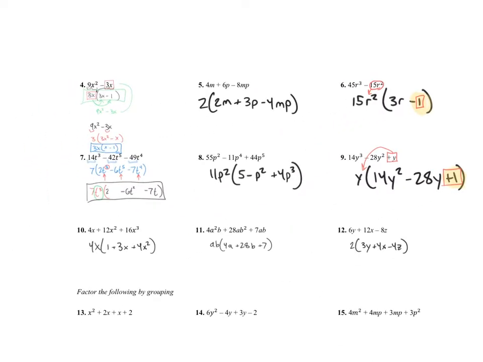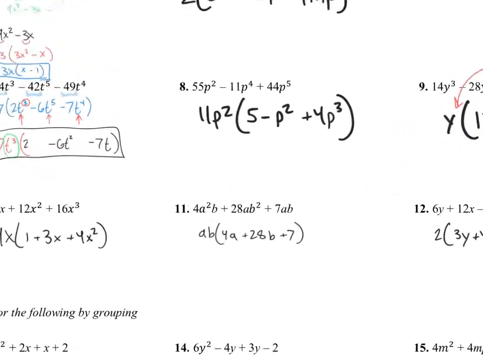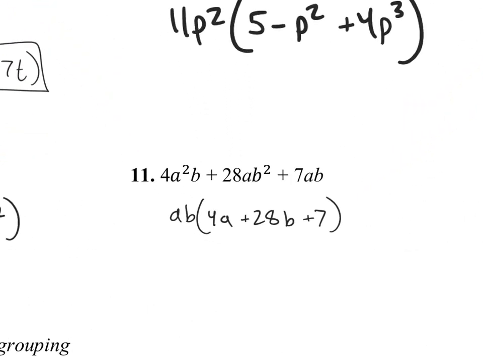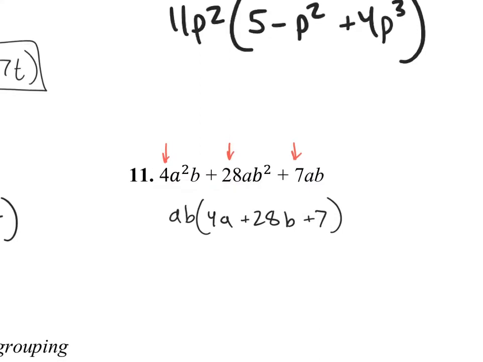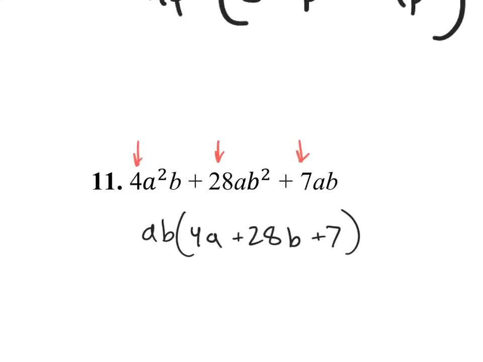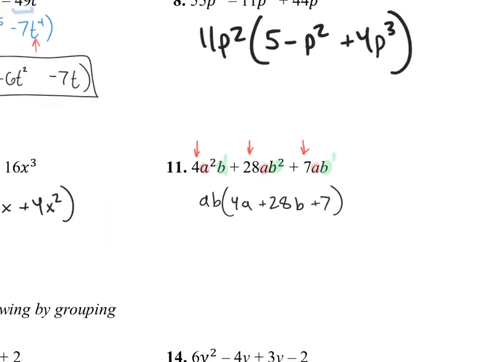Number 11 may have been tricky for you. There was no GCF of a number. 4, 28, and 7 don't share any common factors. And then you had to look and see that they all had an a to give, and they all had a b to give, and take that away from all the different ones. So all the a's decreased by 1, and all the b's decreased by 1 in terms of their exponents.